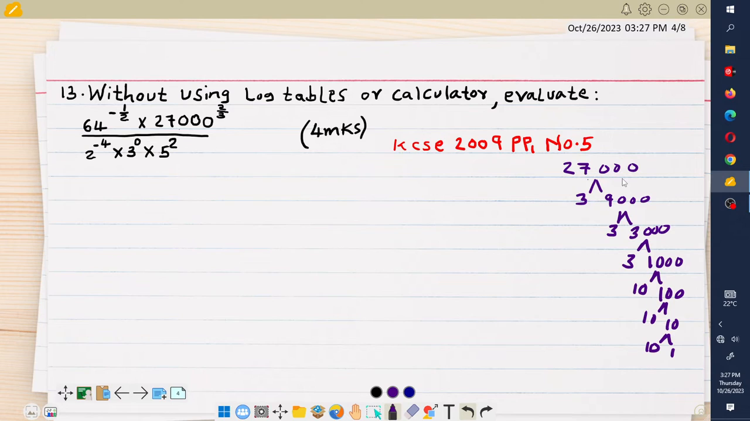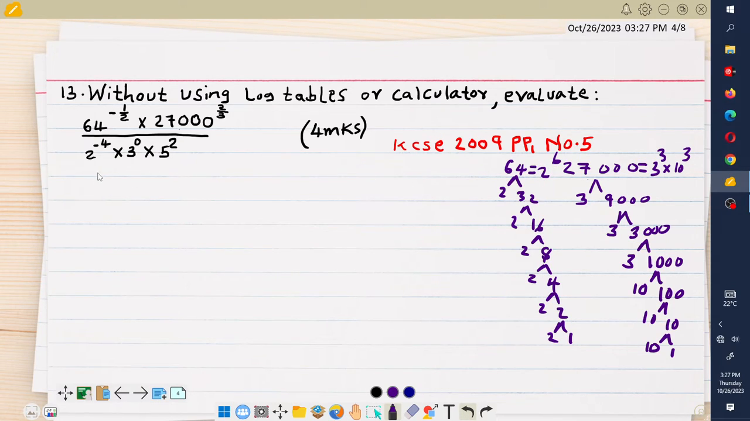So that means 27,000 can be written as 3 to the power of 3, multiplied by 10 to the power of 3. Similarly, we look at the factors of 64. By 2, 32, then by 2, 16, then by 2, 8, then by 2 we get 4, then by 2 we get 2, then by 2 we get 1. So 64 is 2 power 1, 2, 3, 4, 5, 6. This is the same as saying 2 to the power of 6.